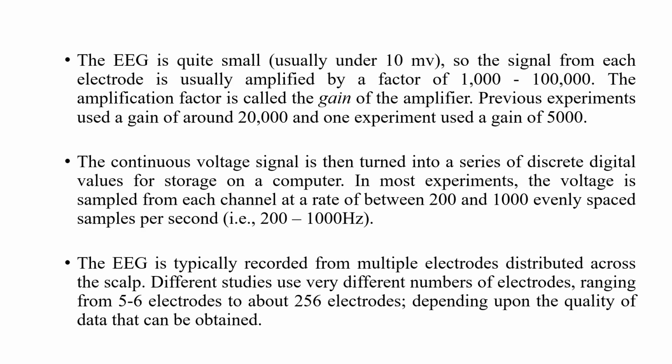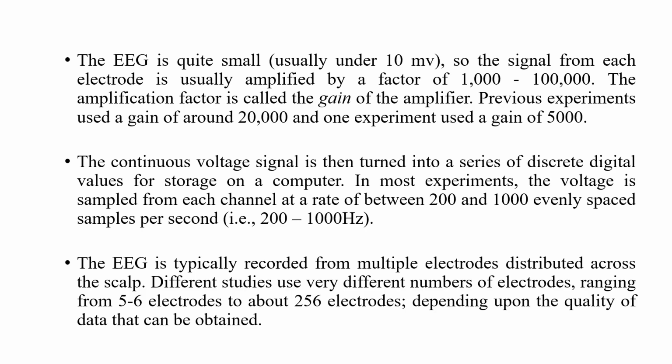Previous experiments, if you remember the oddball experiment that we talked about where we were working with the P3 wave, used a gain around 20,000, and the next experiment that we talked about, the one with schizophrenic patients, used a gain around 5,000. So, that is the factor by which you multiply the basic signal. The continuous voltage signal is then turned into a series of discrete digital values for storing on a computer. In most experiments, the voltage is sampled from each channel at a rate of between 200 and 1000 evenly spaced samples per second, which is 200 to 1000 hertz.